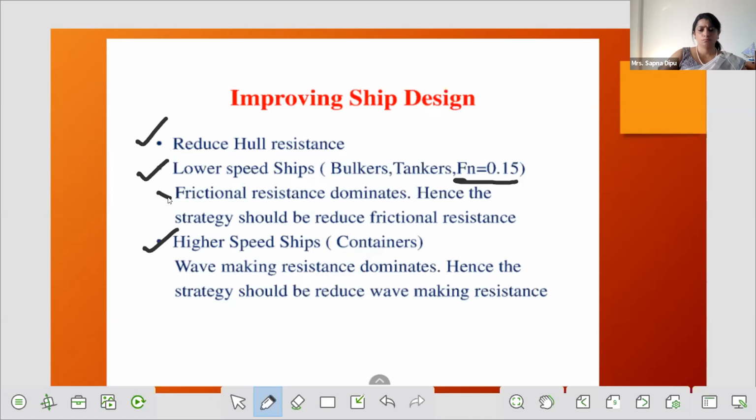And if it is a little bit higher speed, like containers, generally containers will move at comparatively higher speeds than bulk carriers and tankers. In this case, wave making resistance also sometimes dominates as the speed is high. Hence, the strategy should be to reduce wave making resistance. This is a broad classification. Even for bulk carriers and tankers, we have wave making reduction techniques also. It is not like that.